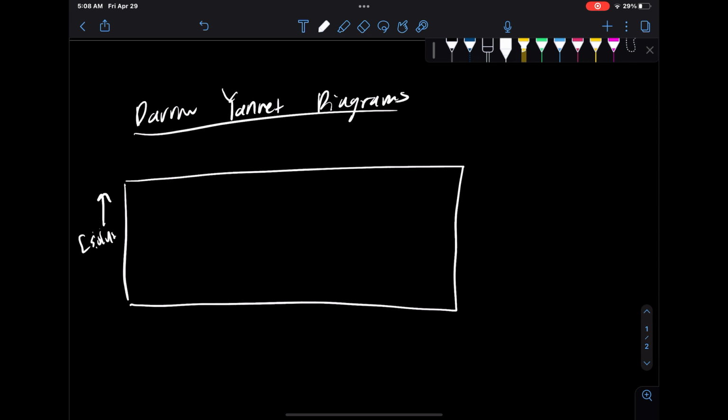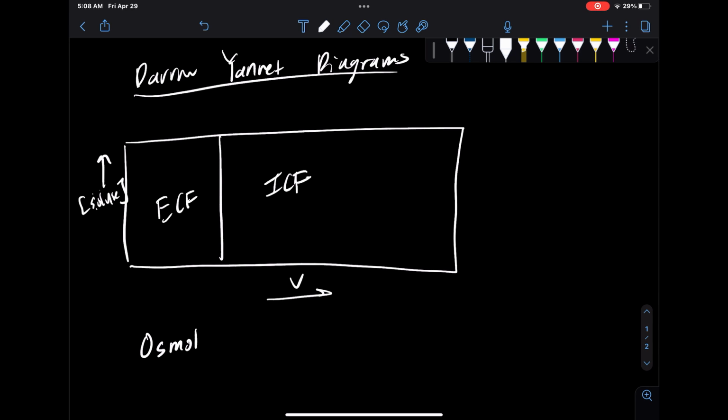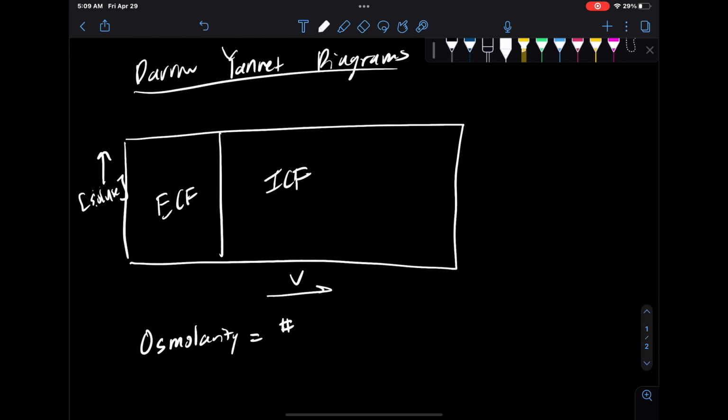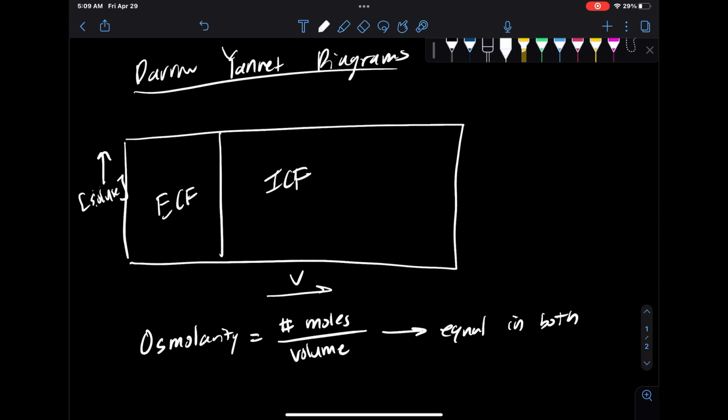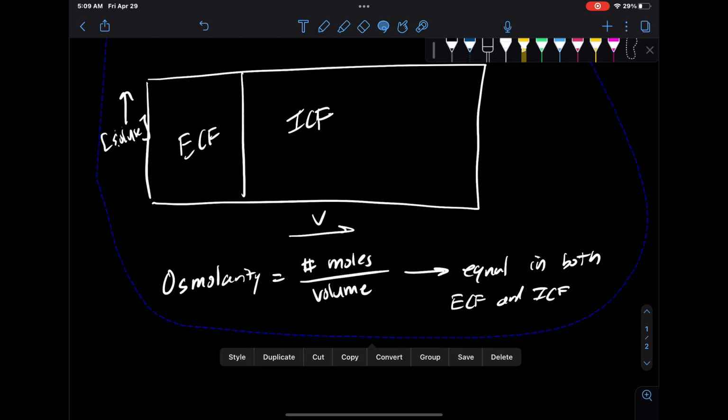Here, on the y-axis we have the solute, and on the x-axis we have volume. And the extracellular fluid and the interstitial fluid is very similar in both of these, as they equilibrate to have the same osmolarity, which is defined as number of moles over volume.